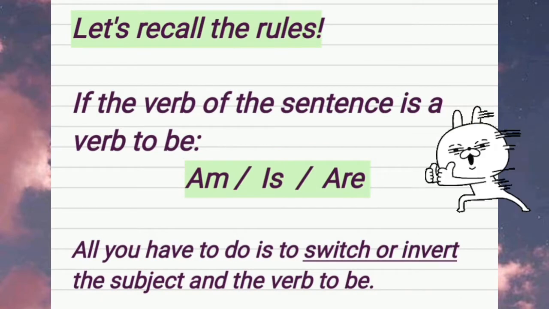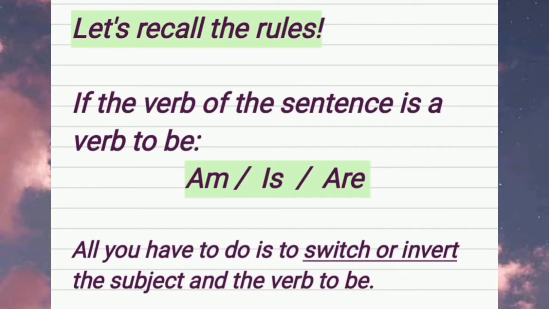Now, it's time to recall the rules. If the verb of the sentence is a verb to be, am, is, are, all you have to do is to switch or invert the subject and the verb to be. Don't forget that am is the verb to be of I. Is is the verb to be of he, she, and it. And finally, are is the verb to be of they, you, we.